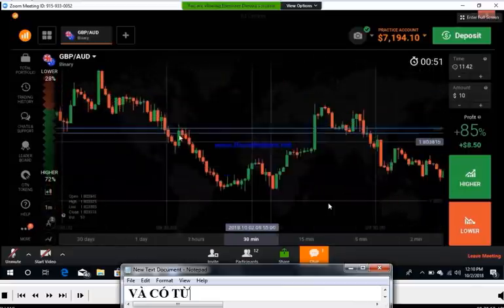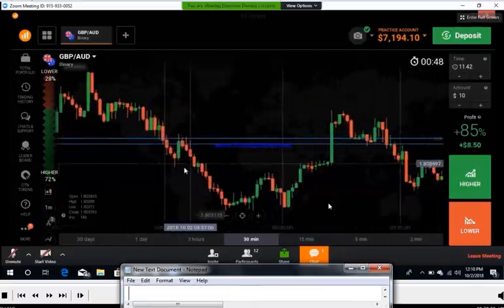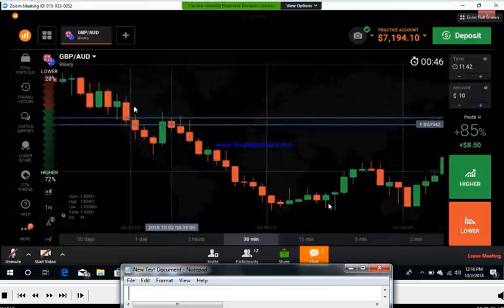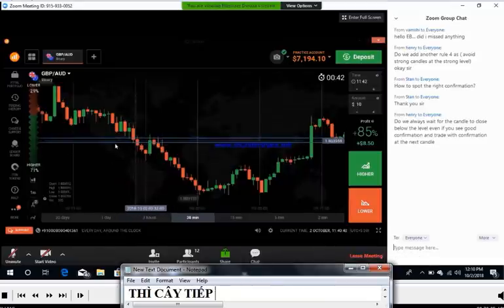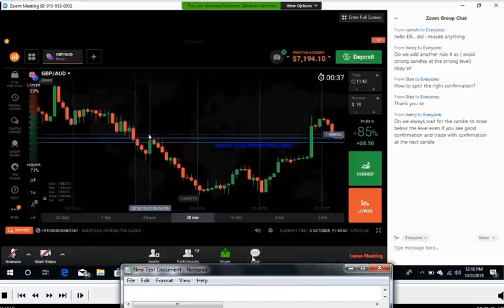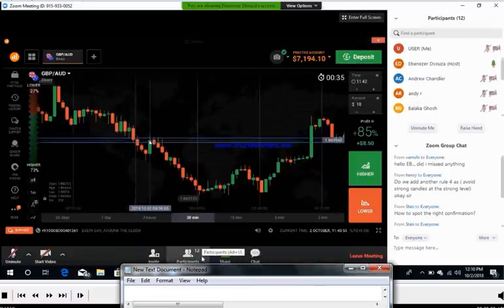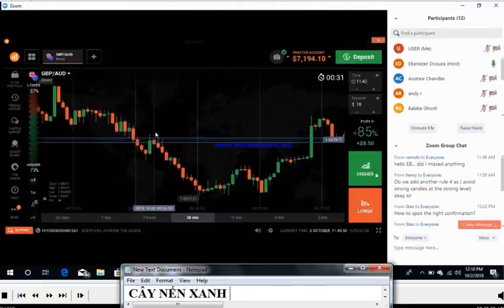The candle must close below the level with rejection, and on the next candle you can trade in the direction of the trend. If you want to trade here at the level, this is a breakout. Again, the market came to this level. This candle closed below the level with rejection. You can trade on the next candle.